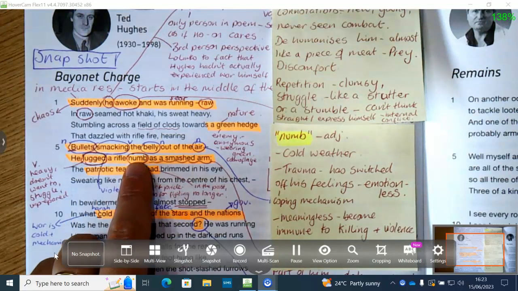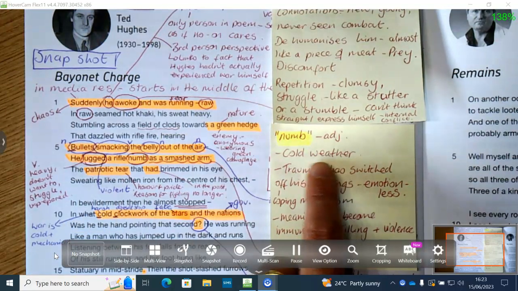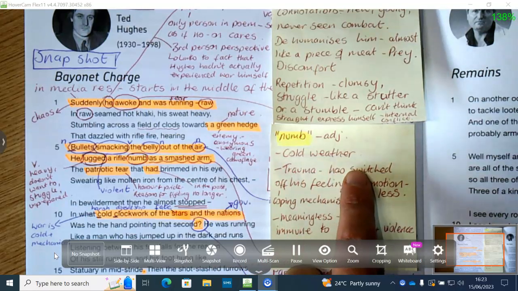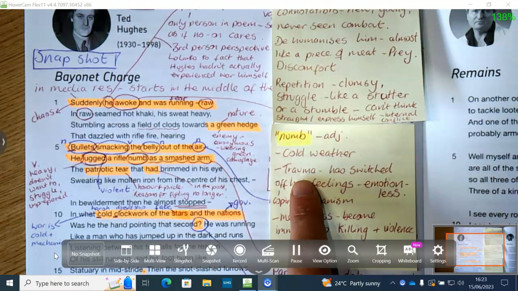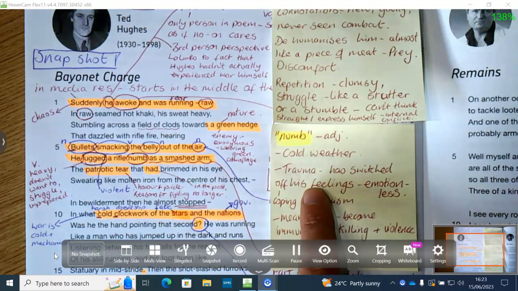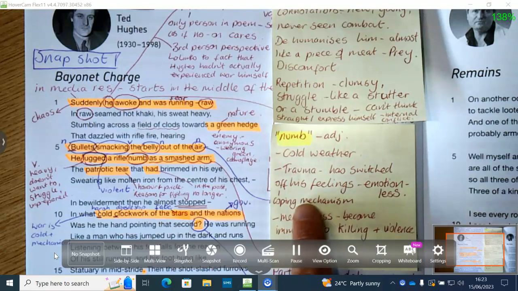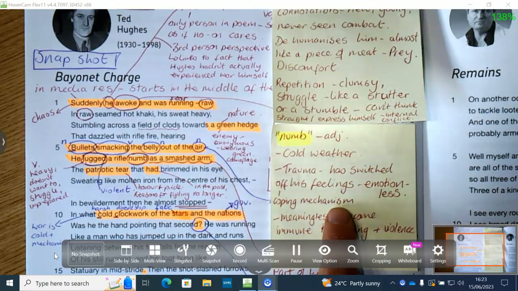Maybe his arm is numb because of the cold weather. Again, this links with exposure. We might want to write about the effect on the battlefield of that kind of thing. Again, he could be mentally numb as well as physically numb. So he's switched off his feelings and he's become emotionless because of the trauma that he's witnessing out there. And again, this could be a kind of coping mechanism.